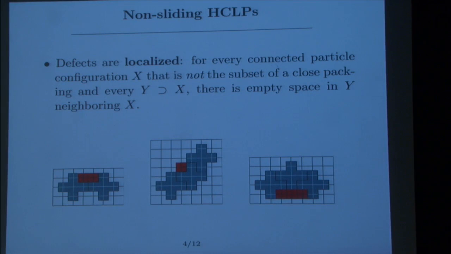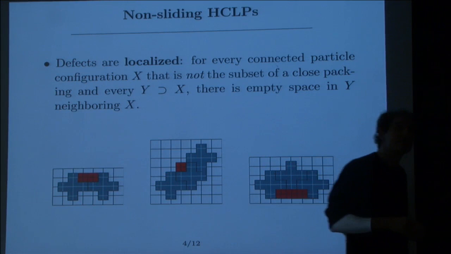Why is that? Well, let me consider two particles that are on either side of the interface. Either there already is empty space and I'm happy, or they're connected. If they're connected, I know that they're not the subset of a tiling because they're on either side of the interface.